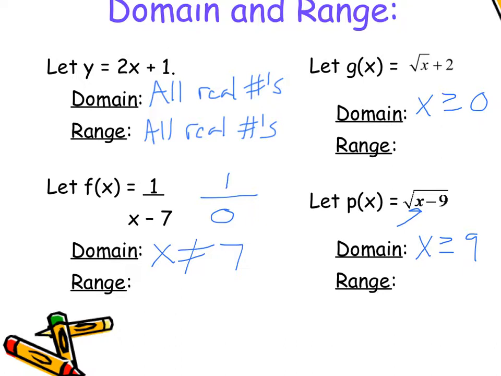Now for the range, if I put in 0 for x, and I take its square root, that would give me 0 for a y value, and then I add 2, which means because this graph is always increasing, y is going to have to be greater than or equal to 2.